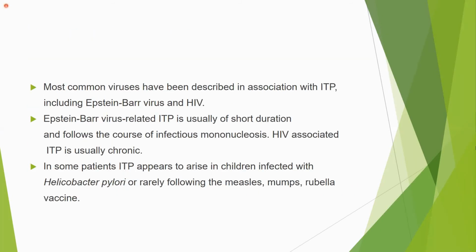The most common viruses that have been described in association with ITP include the Epstein-Barr virus and HIV. Epstein-Barr virus-related ITP is usually of short duration and follows the course of infectious mononucleosis, while HIV-associated ITP is usually chronic. In some patients, ITP appears to arise in children infected with H. pylori, or rarely following the measles, mumps, and rubella vaccines. So, apart from active infection, viral vaccines can also initiate ITP.